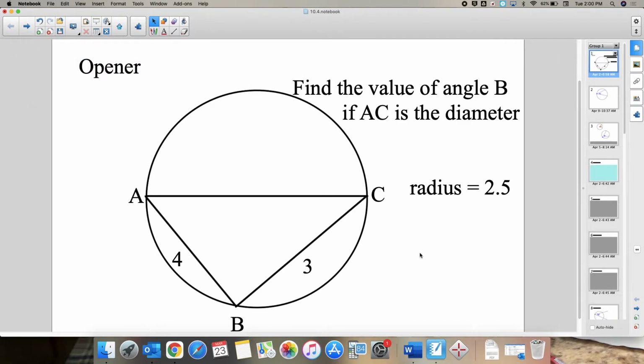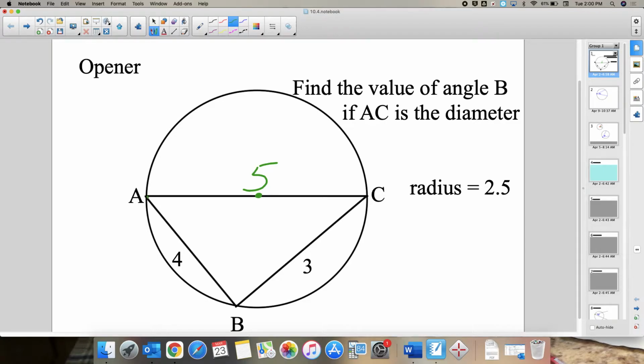All right, take a look at your opener here. It says find the value of angle B if AC is the diameter and your radius is 2.5. Well, if AC is your diameter and your radius is 2.5, that means your diameter AC is actually 5. Right? To look at that value of angle B then, right?